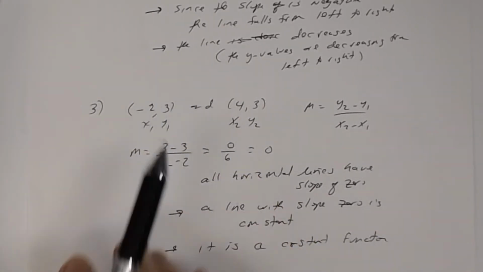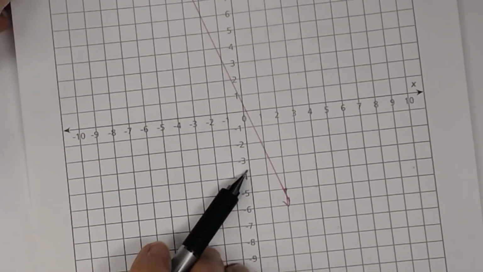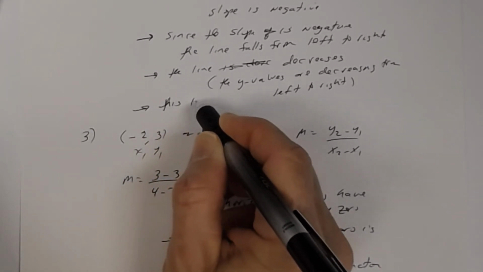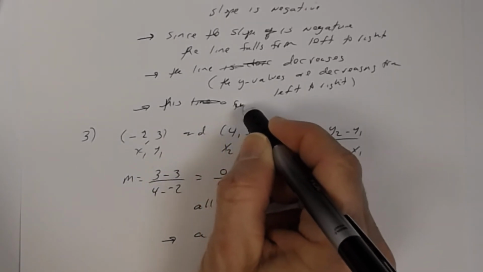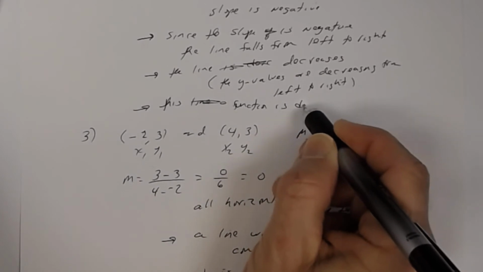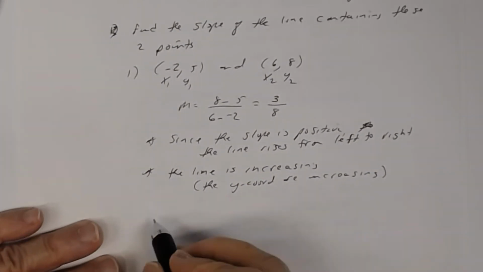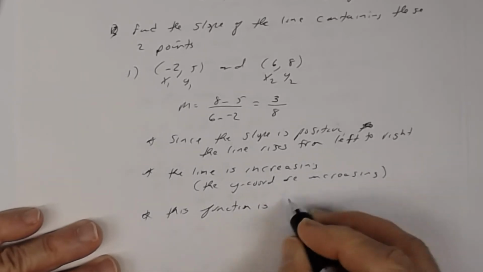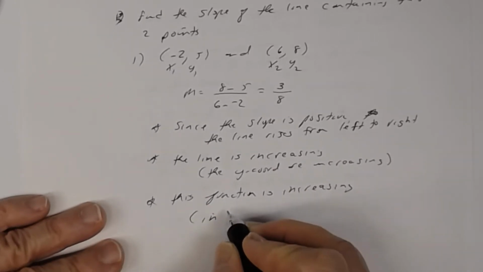Over here, when we said that this line was decreasing, we could have also said this is a decreasing function. Over here, the one that had positive slope, we could have said this function is increasing, which means that it's an increasing function.